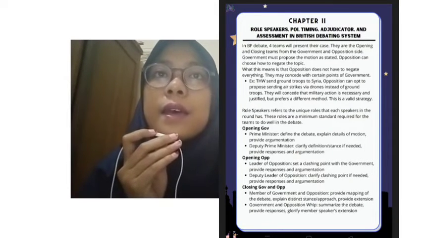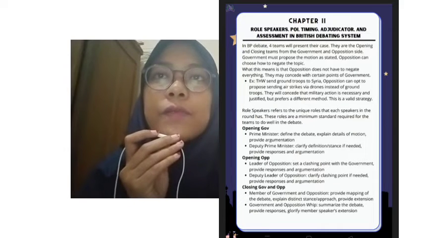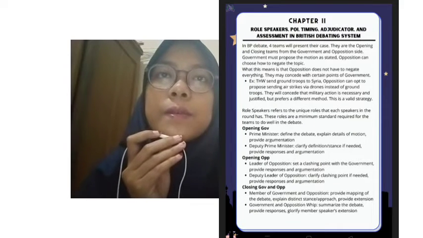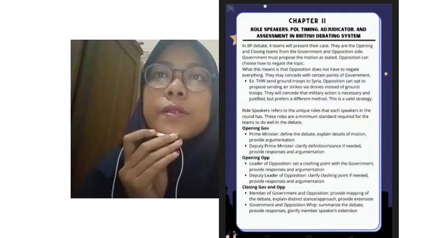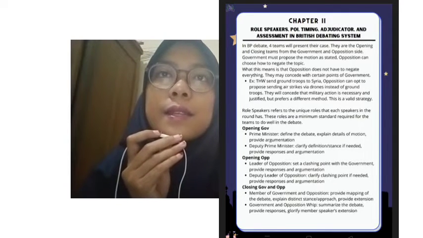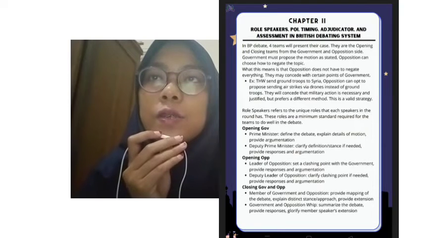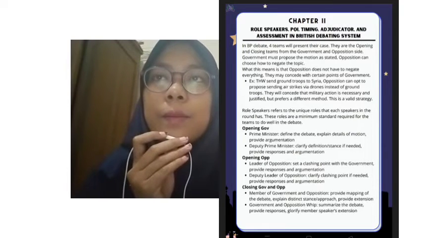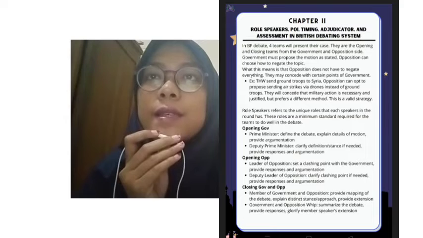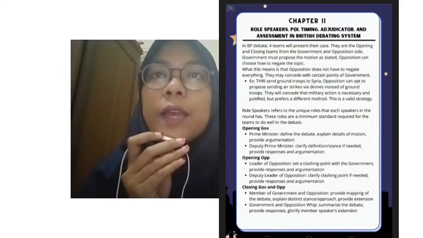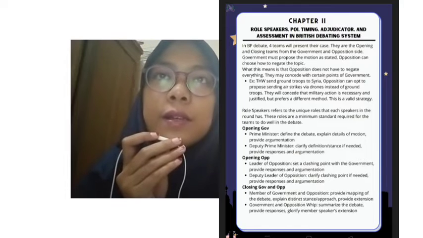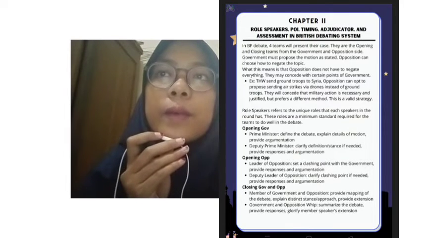There are the opening and closing teams from the government and opposition side. Government must propose the motion as stated. Opposition can choose how to negate the topic. What this means is that opposition does not have to negate everything. They may concede certain points of government.